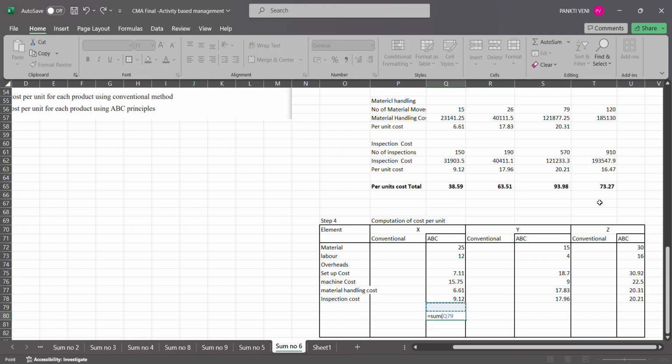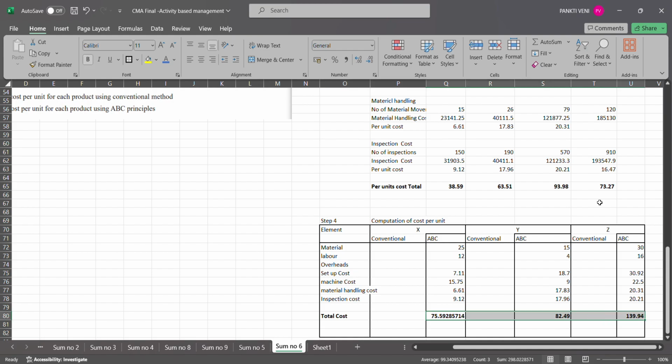Now, after completing this, I'll total it up. I'll get my cost. So this is nothing but my total cost. I have prepared a cost sheet. A cost sheet is nothing but your material, labor, and expenses together.